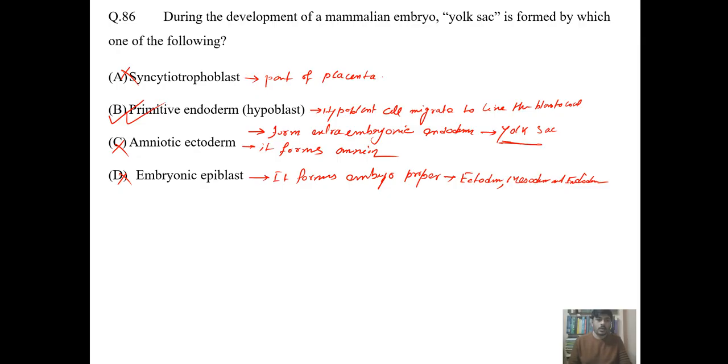So the correct option for this question is option B, that is primitive endoderm, the hypoblast cells. So option B is correct.